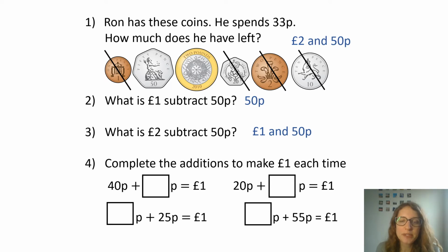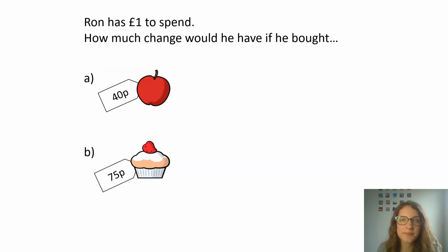And then we've got some addition at the bottom, so they're all adding to £1. So we've got 40 pence add 60 equals £1, because remember £1 is 100 pennies. 20 add 80 equals 100. 75 add 25, and then we've got 45 add 55. Okay, so well done if you got all of those.